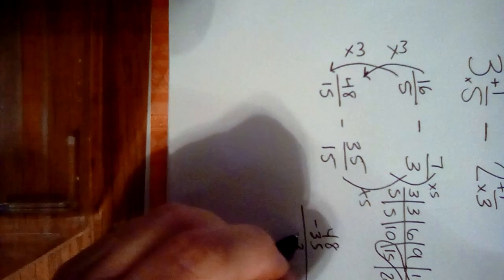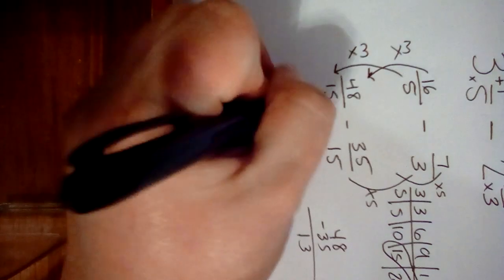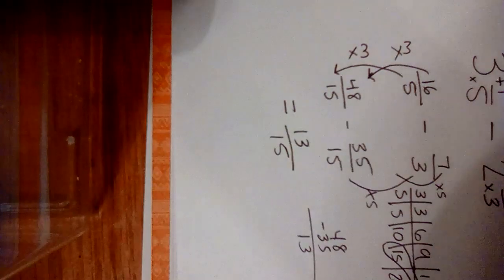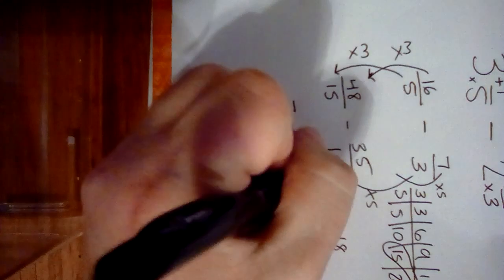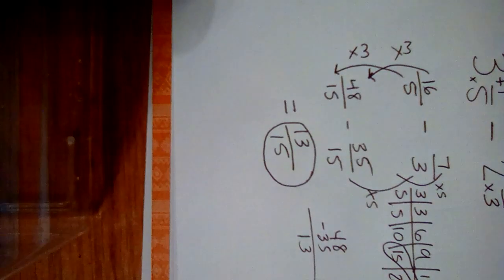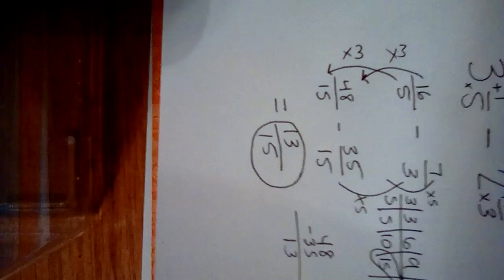8 minus 5 is 3. 4 minus 3 is 1. That's 13. So my final answer is 13 over 15. And that's the simplest form. It's not an improper fraction. So I am done. I hope you got the right answer. So let's do one more of those, and then I'll give you some practice later to work out all on your own.